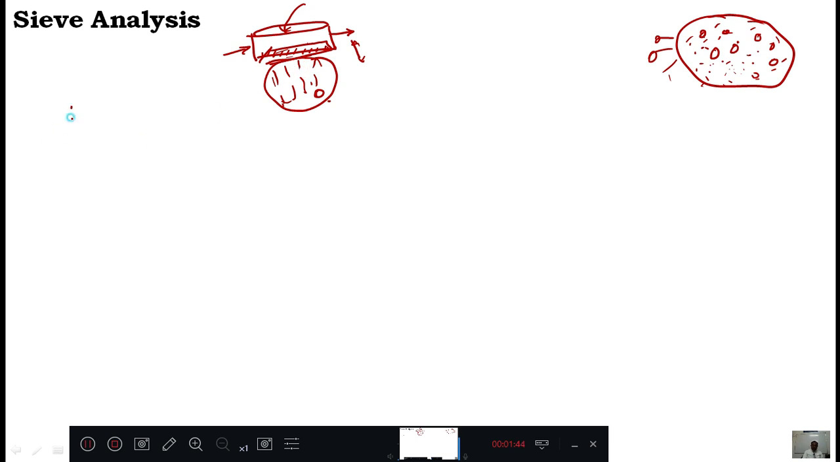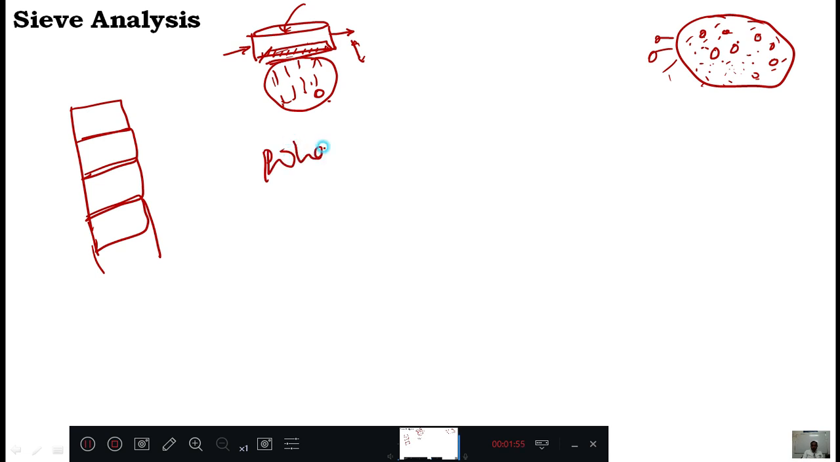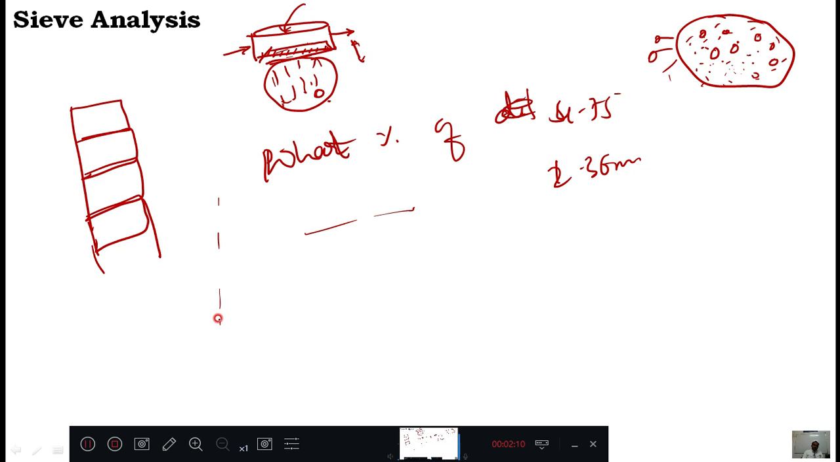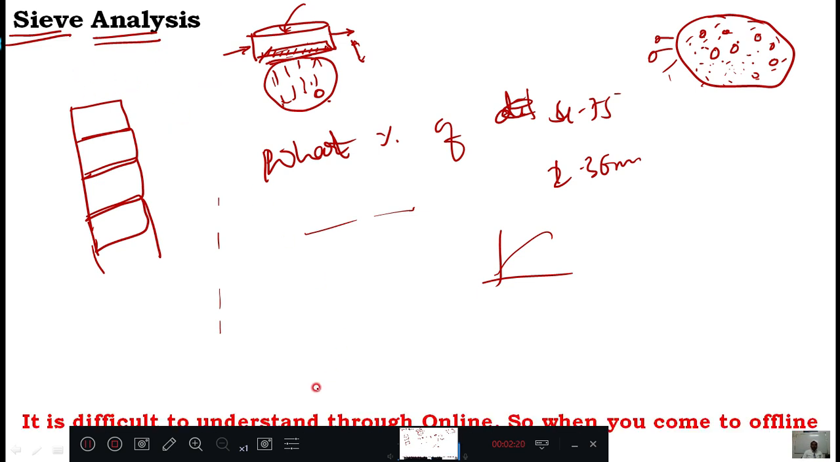Like that, I will do sieve analysis by considering a set of sieves, and by doing this I will come to know what percentage of different particles there are, what percentage of 4.75 mm, what percentage of 2.36 mm are there. Like that, I will get each and every particle size, and I will draw a graph, so that I will understand the particle size distribution in the soil. This I will explain when you come offline.